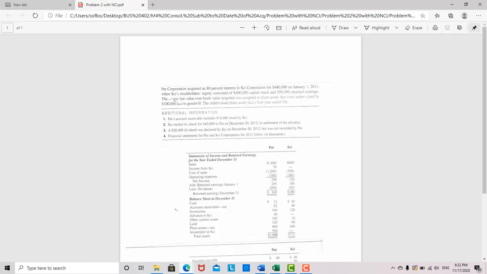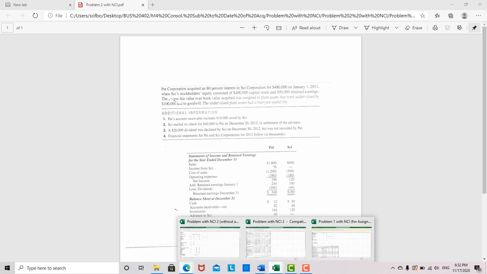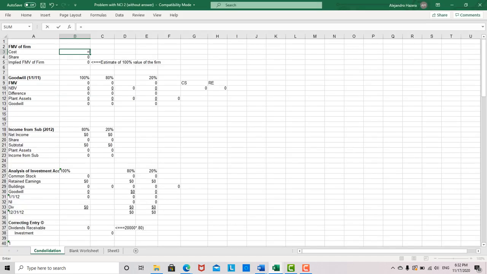Okay, so the cost is, let's go back to the text here. The cost is $480,000, and they acquire an 80% interest. So we'll just figure out the total cost of the company here. If you take 480 and divide by 80%, that means that the full company is worth $600,000 in the market from the view of the parent.